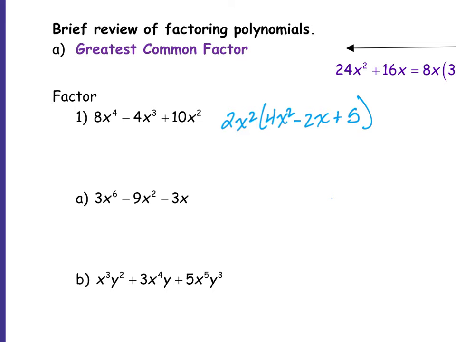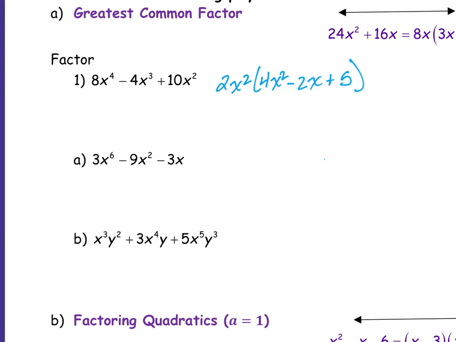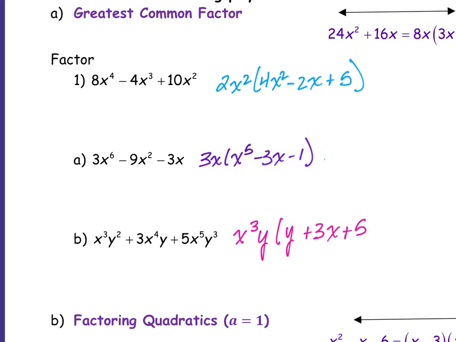Okay, so I'd like you to go ahead and do A and B, please. Okay, so on A, I'm going to factor out a 3x, and I get left with x to the fifth minus 3x minus 1. And then on B, I'm going to factor out x cubed and y. So I would get left with y plus 3x plus 5x squared y squared.